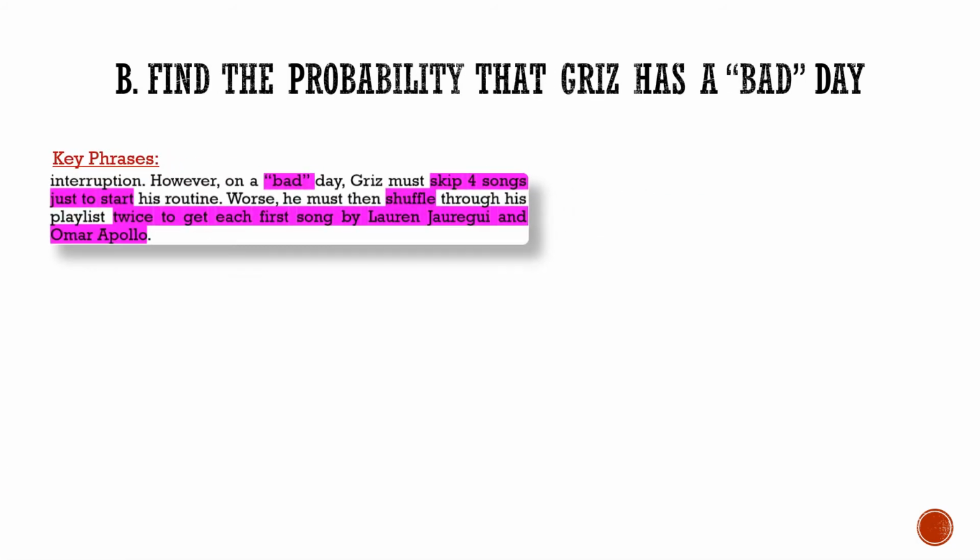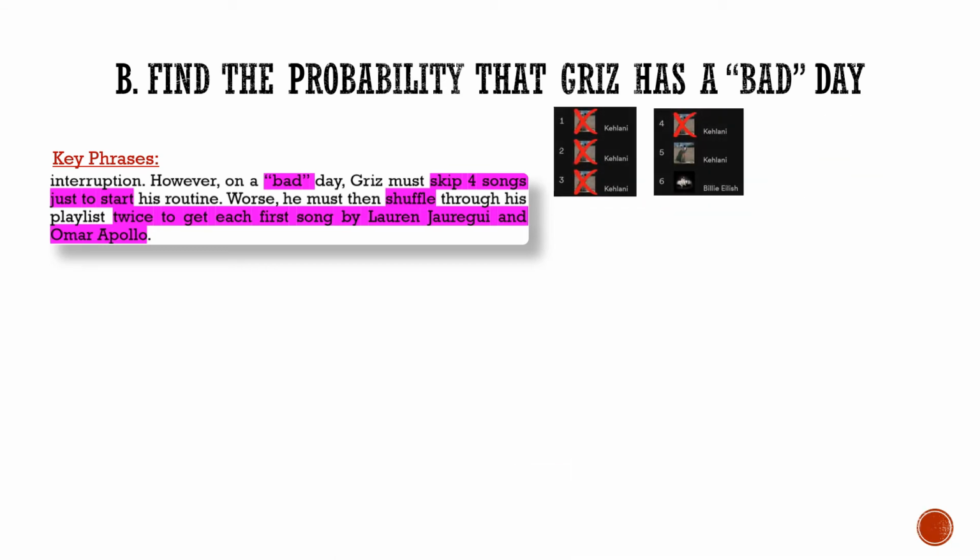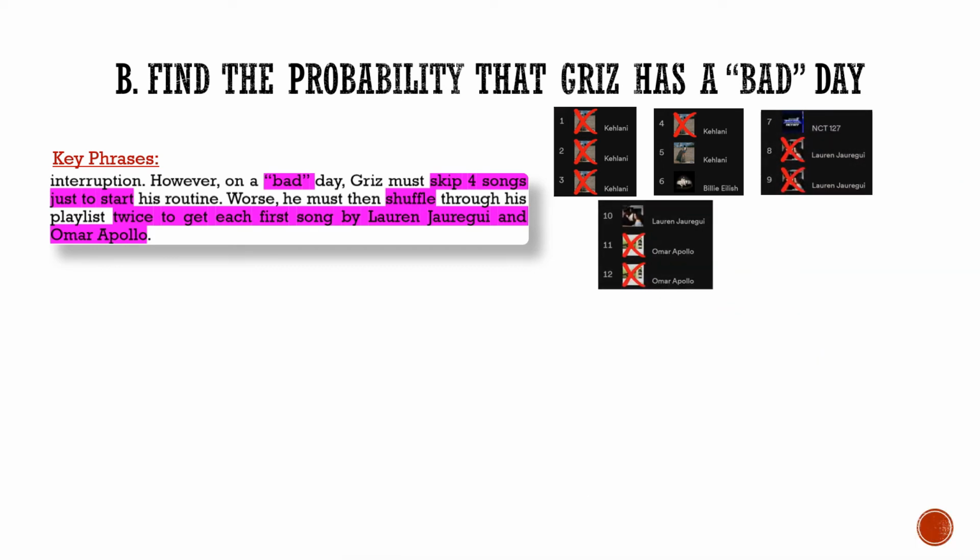Moving on to problem B. Here we also need to keep the key phrases in mind. On a bad day, Gris is said to successfully get a song from Kehlani after he fails his first 4 tries. Following this, he doesn't encounter any problem in getting a Billie Eilish and NCT127 song. However, later, Gris fails twice before getting a song by Lauren Reggie, and then another twice before getting a song by Omar Apollo. In total, he tries 13 times to finish his routine.